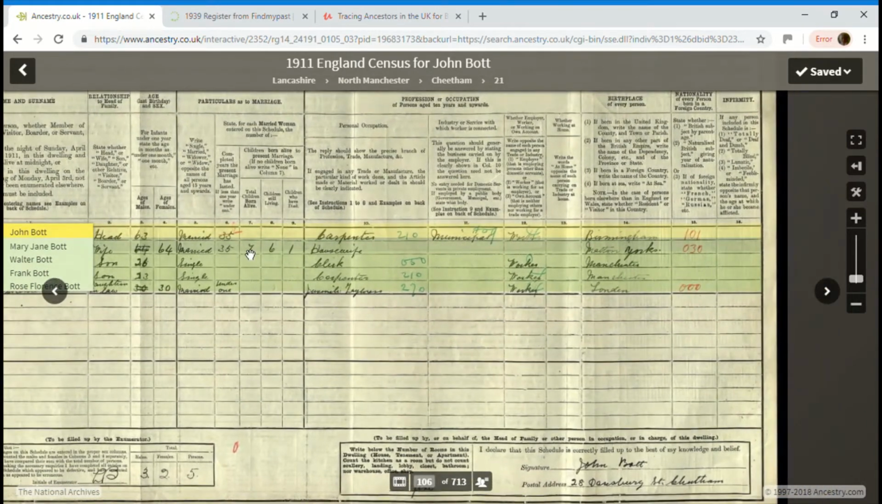And another interesting little bit of information on the 1911 census is children born alive to the present marriage. Children, and that's split up into 3 columns. Children born alive, children still living, and children who have died. So we know that they had 7 children altogether. So again, that helps us if we want to go looking. Children still living 6, children who have died.